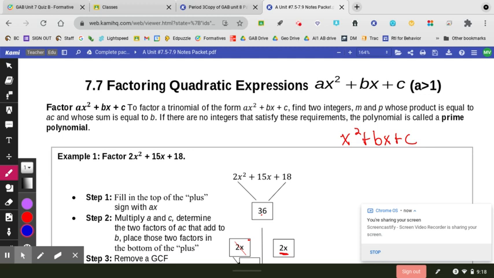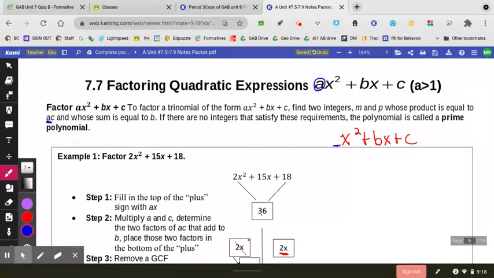Hello, everyone. Today we're going to continue with factoring, but now instead of having a coefficient in front of x squared of 1, we're going to have something greater than 1. So to factor a trinomial of the form ax squared plus bx plus c, we need to find two integers, m and p, whose product is equal to a times c. So we need to multiply a and c, but we still want the sum to equal b. If there are no integers that satisfy these requirements, the polynomial is called prime.